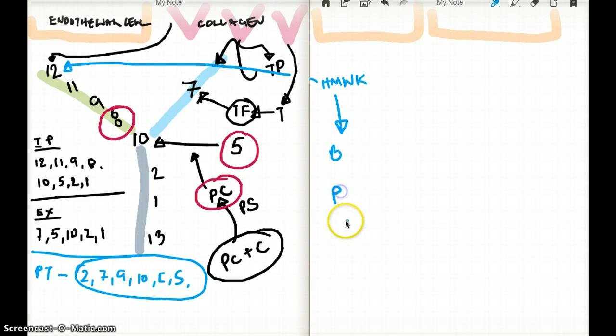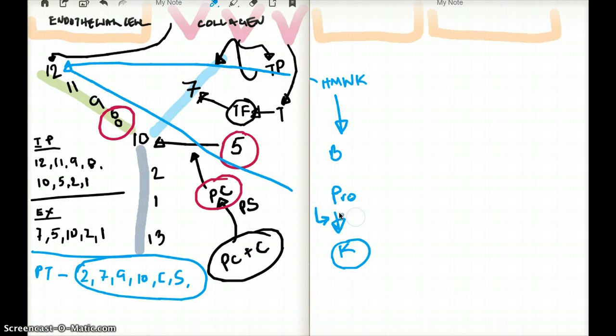Factor 12 in turn converts this enzyme. So factor 12 is going to come here and convert prekallikrein to kallikrein. Okay? Now kallikrein is then in turn going to activate more conversion of high molecular weight kininogen to bradykinin. Okay, this conversion is going to go on even more.